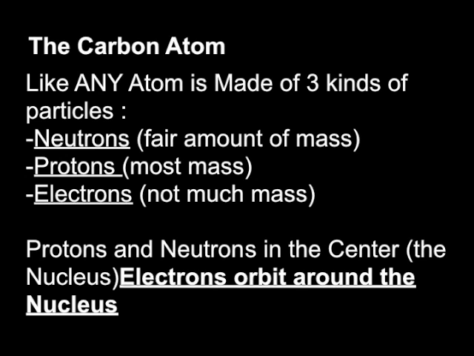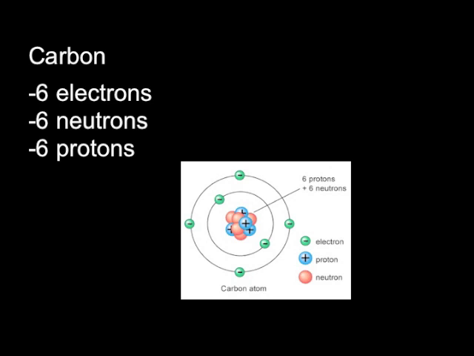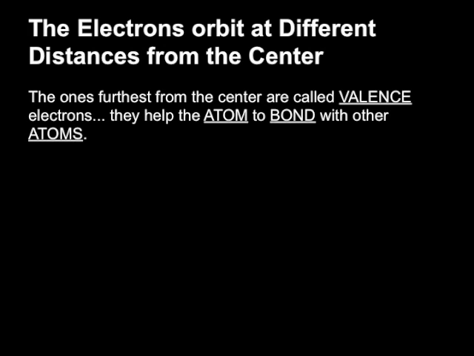Before we really get into the fullerene itself, it's also wise to talk about the carbon atom. The carbon atom, like any atom, has 3 kinds of particles: neutrons, protons, and electrons. Protons and neutrons exist at the center of the atom, also known as the nucleus, and electrons orbit around that nucleus. The carbon atom has exactly 6 electrons, 6 neutrons, and 6 protons. We'll see why that's important shortly. The electrons orbit at different distances from the center. The ones furthest away from the center are called valence electrons. They help the atom to bond with other atoms.